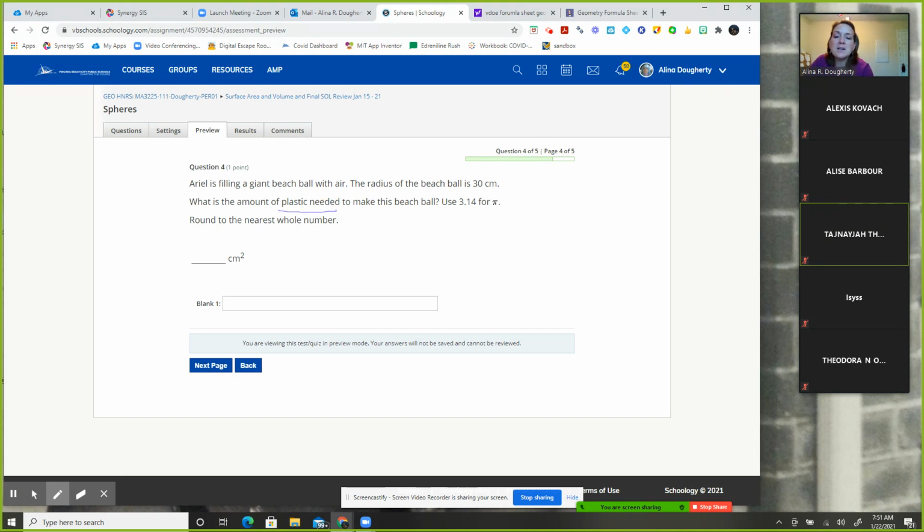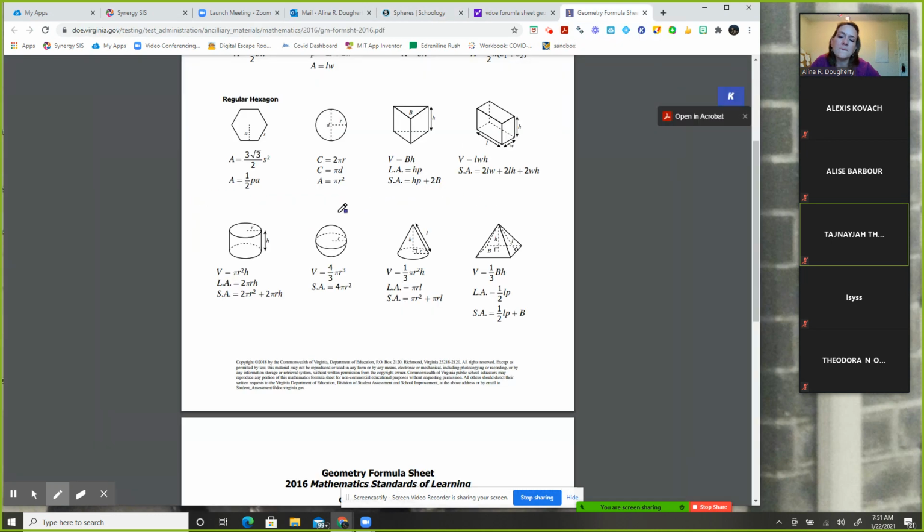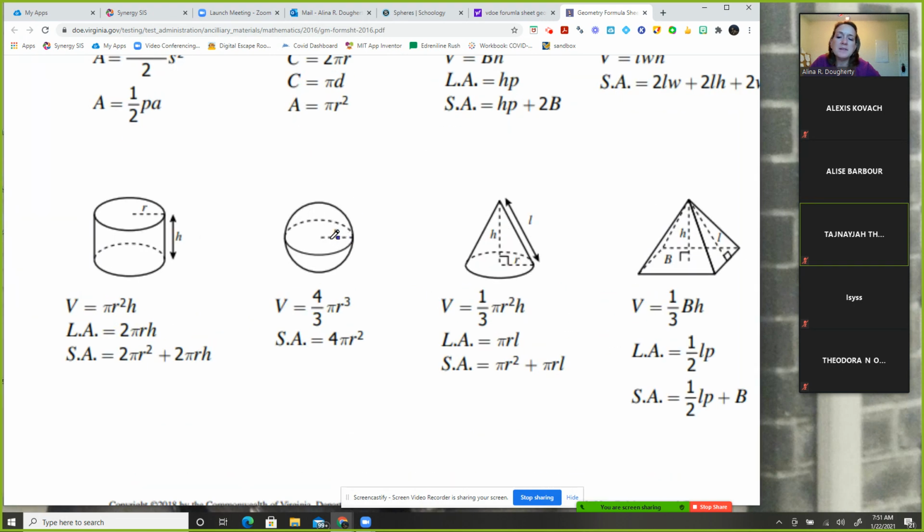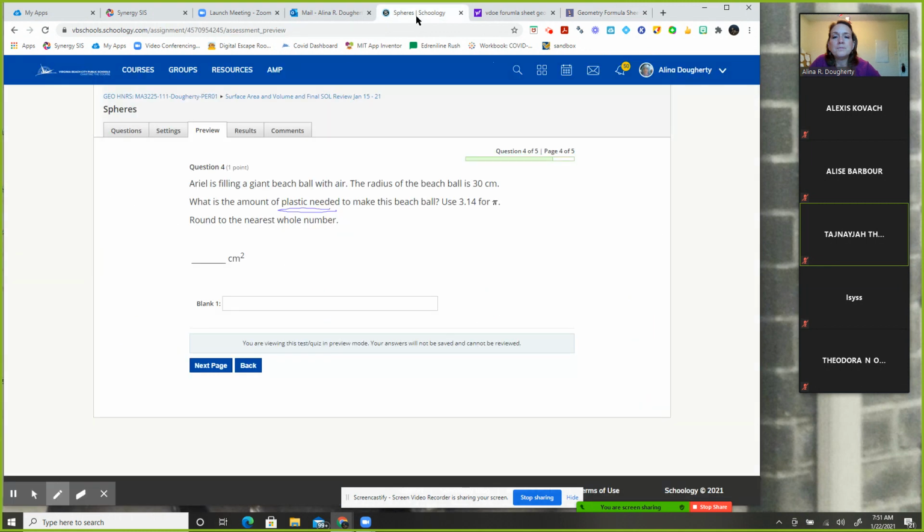So if I'm doing the plastic, is that surface area or volume? This is my beach ball. The air inside it is the volume, and the plastic to make it is the surface area. So 4 pi r squared. So here I want surface area of 4 pi r squared. So 4 times 3.14 times 30 squared. And then round that to the nearest whole number.